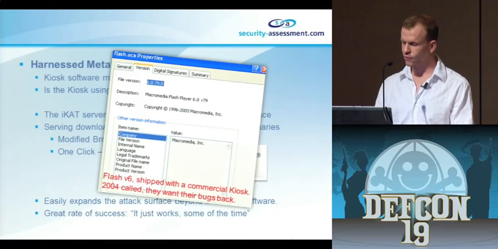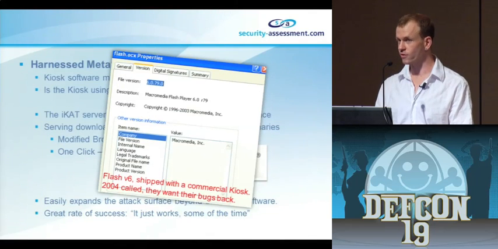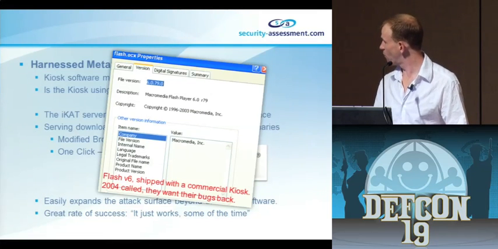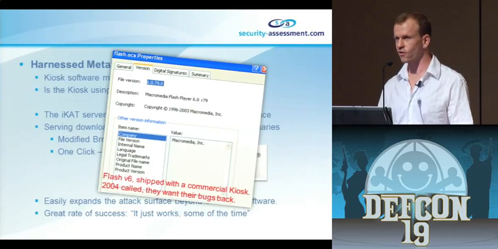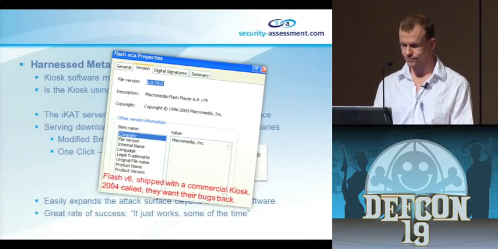Now, this is handy when you have commercial kiosks shipping with Flash 6, which came out in 2004. This was like an up-to-date kiosk product that I found. So I mean, stuff like this, it's incredibly easy to Metasploit.